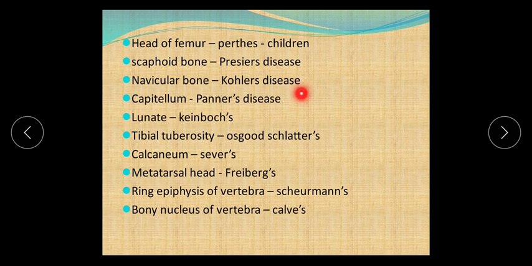AVN of capitulum is called Panner's disease. Kienbock's disease is AVN of lunate. Osgood-Schlatter's disease is AVN of tibial tuberosity. Calcaneum, Sever's disease. Metatarsal head, Freiberg's disease. Ring epiphysis of the vertebra gives rise to Scheuermann's disease. The central bony nucleus of the vertebra gives rise to Calve's disease.